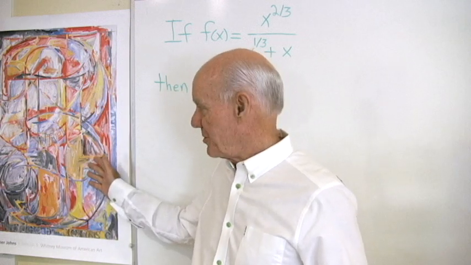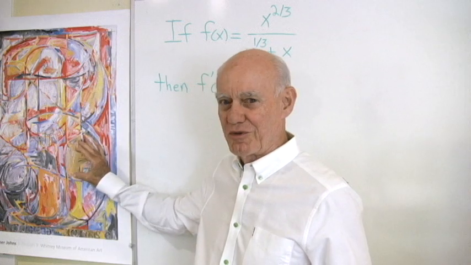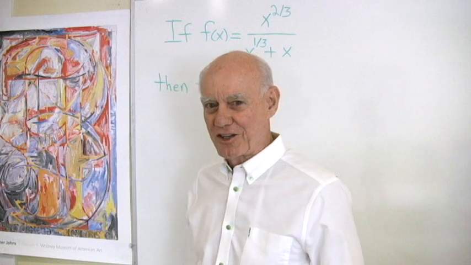Poster of a Jasper Johns painting, 0 through 9. So all the digits 0 through 9 are showing in this poster right here. Kind of interesting. I really like the colors.